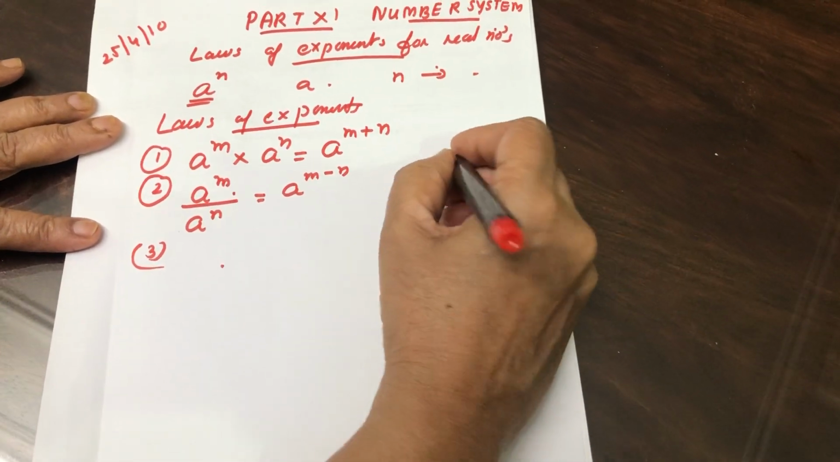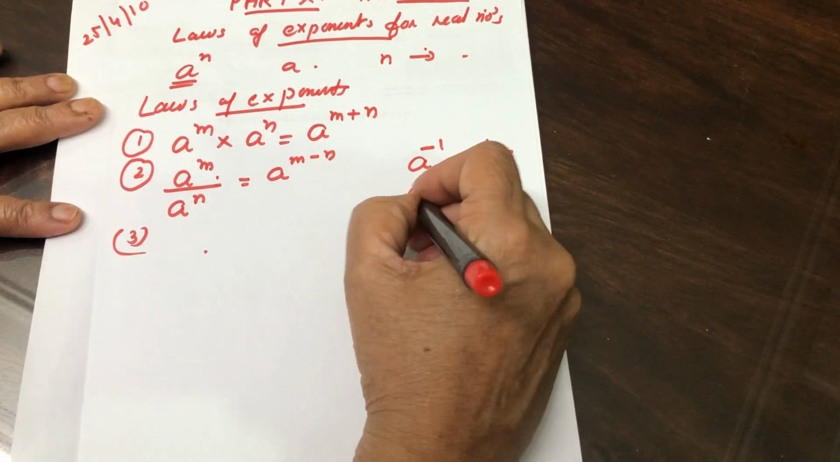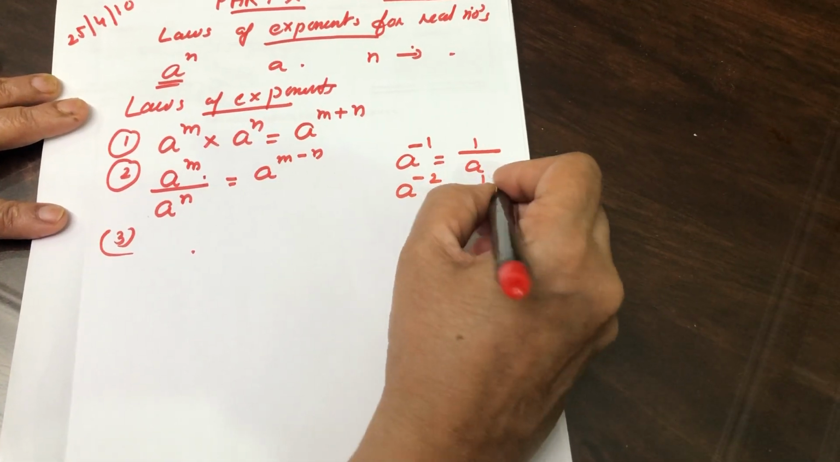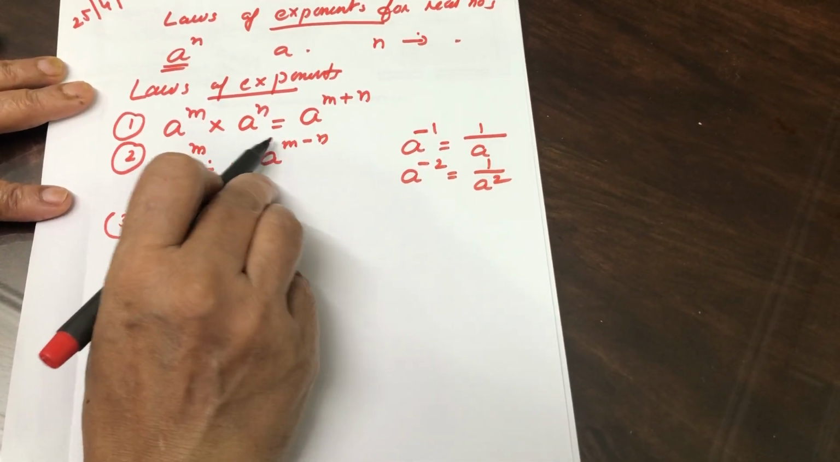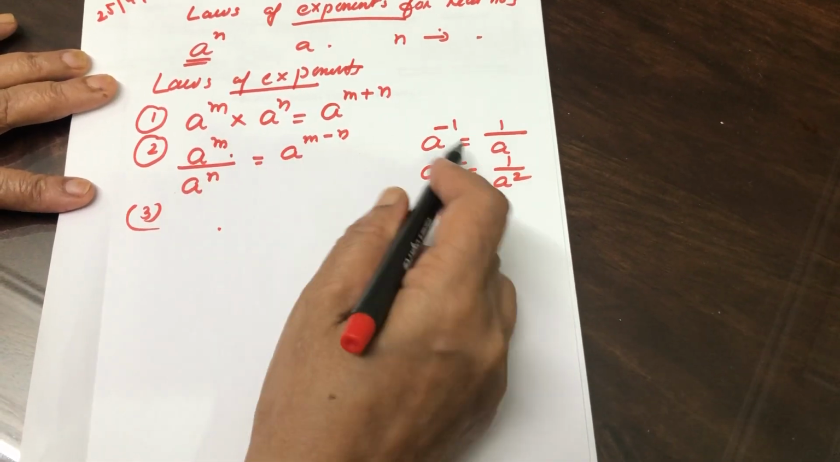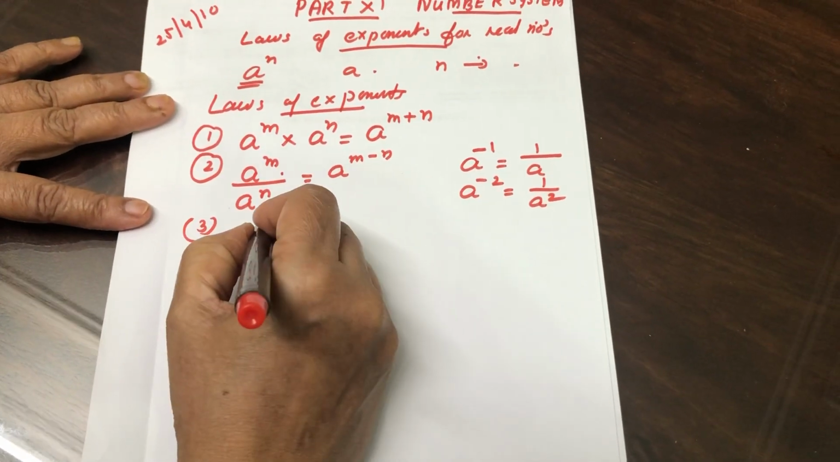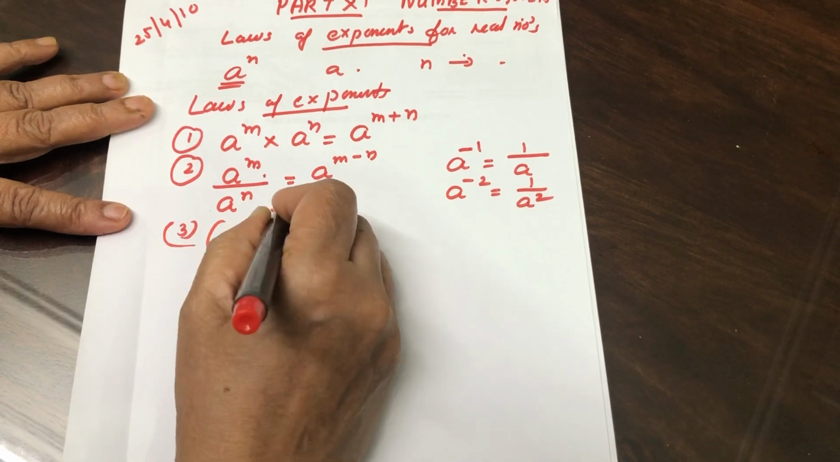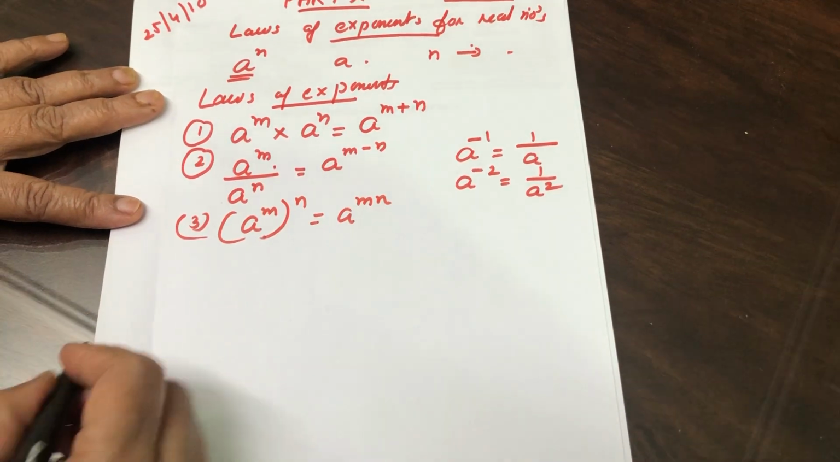Suppose, what is a raised to minus 1? You can write it as 1 by a. a raised to minus 2 is 1 by a squared. So if you get a negative integer here, you can write like this. Then next one is a raised to m, the whole raised to n, is a raised to mn.